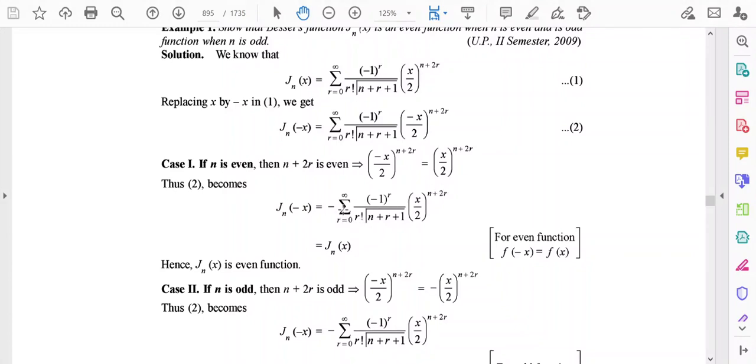So we can write Jn(minus x) is equal to the summation of minus 1 to the power r divided by r factorial gamma of n plus r plus 1, times x by 2 to the power n plus 2r, because this expression, minus x by 2 to the power n plus 2r, is equal to x by 2 to the power n plus 2r. So this is again Jn(x). So we can write Jn(minus x) is Jn(x). Hence Jn(x) is an even function.